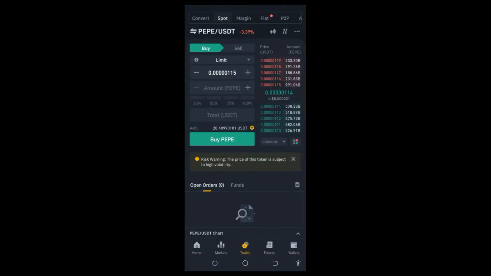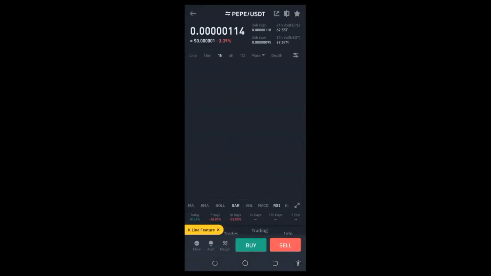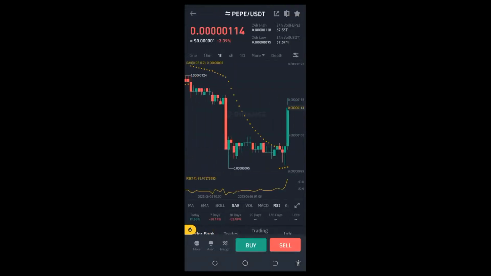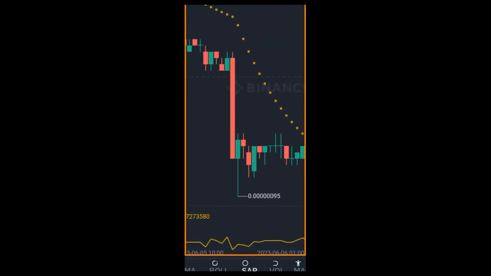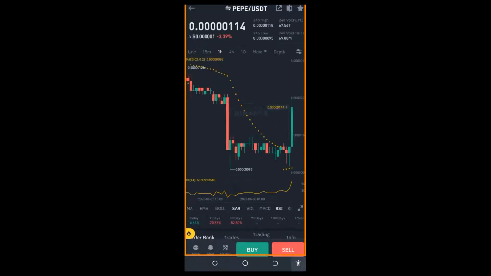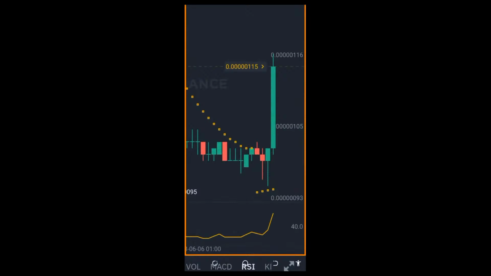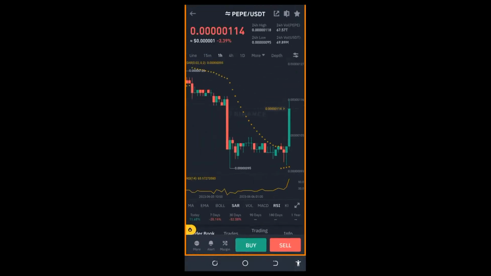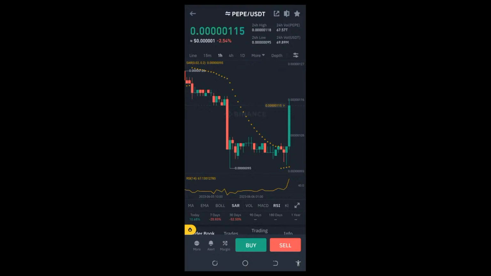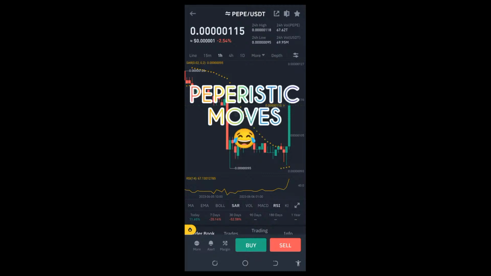Of course, that took a little bit of time. If you check the charts, you would see that immediately after I placed my trade here, there was a huge dip. Look at it, it went all the way down. And then it kept on going sideways until just a few minutes ago, and it had a big pump, boom, to the top. I'm telling you, Pepe has shown that it's time for it to pepper us. Pepe has peppered us. It has given us some pepperistic moves.